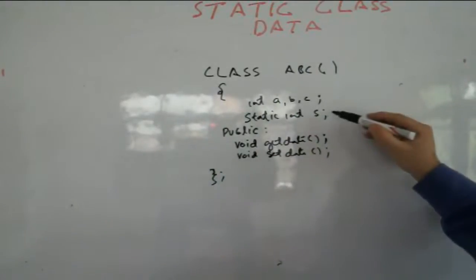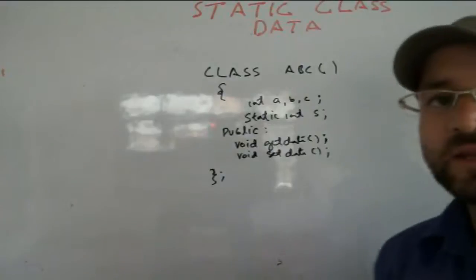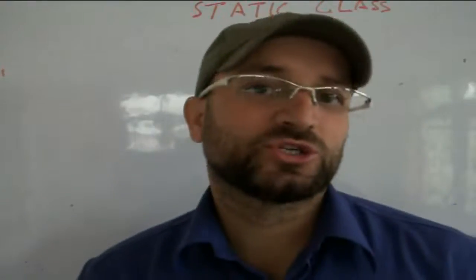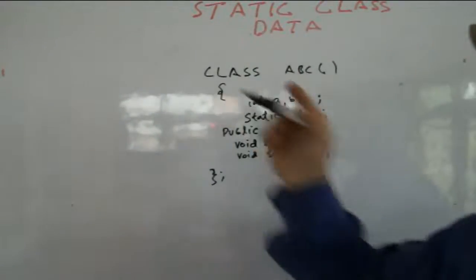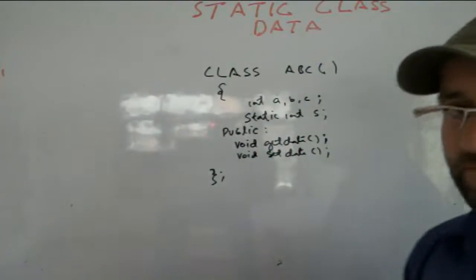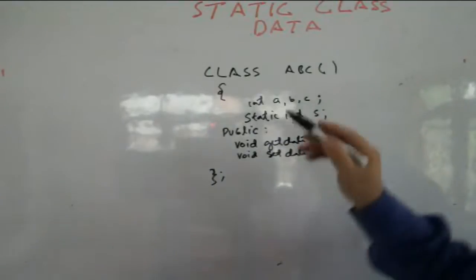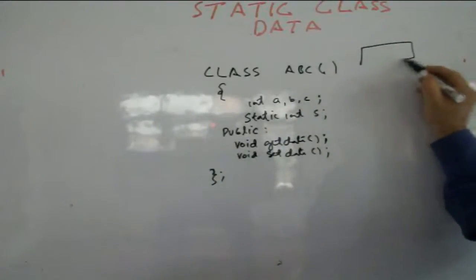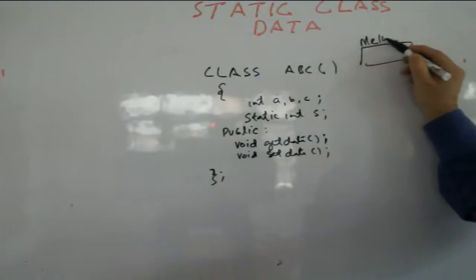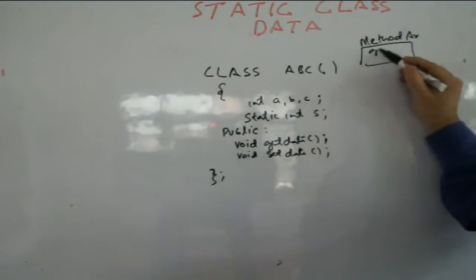And basically, what is this static int S? What will happen is, tomorrow in the main, when we create an object of this class ABC, at that moment of time, memory is given to this class. And how memory will be given is, we will have a method area in the memory. Now method area will constitute this get data and set data. Okay?